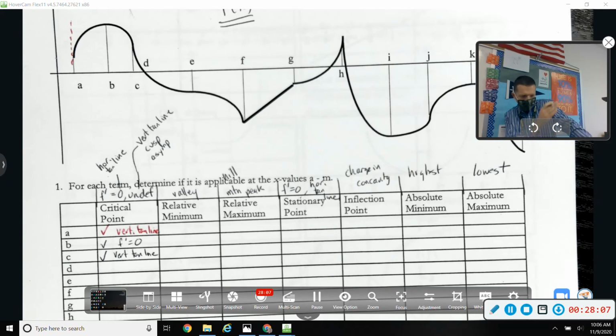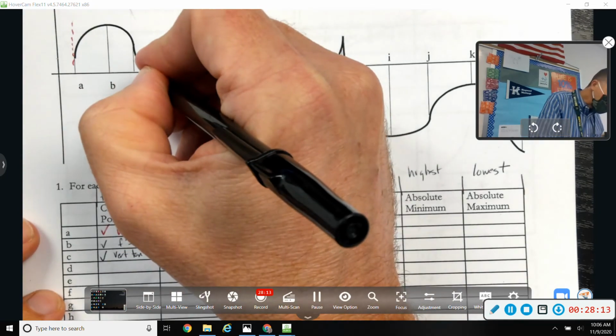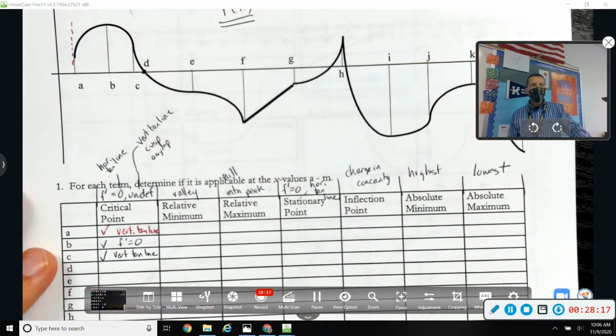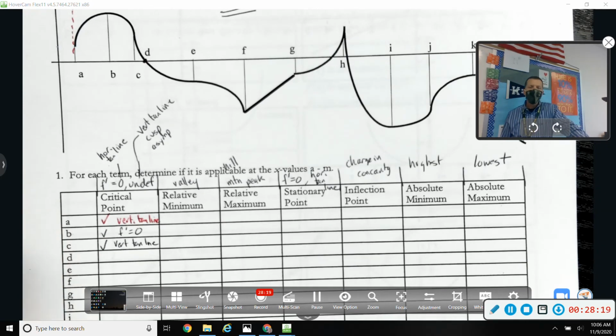Because I think they're trying to make it vertical, but maybe they're not. I don't know. D is this point that's on the x-axis there. Is that a critical point? No, that slope is negative, but it just happens to be an x-intercept, so not a critical point.